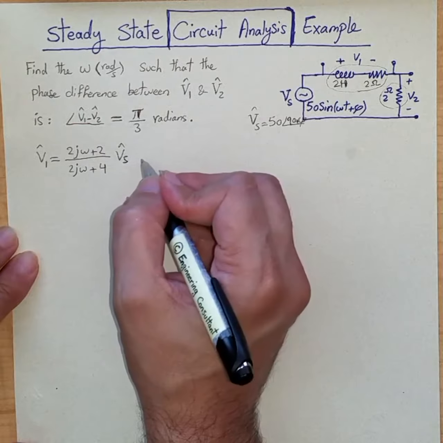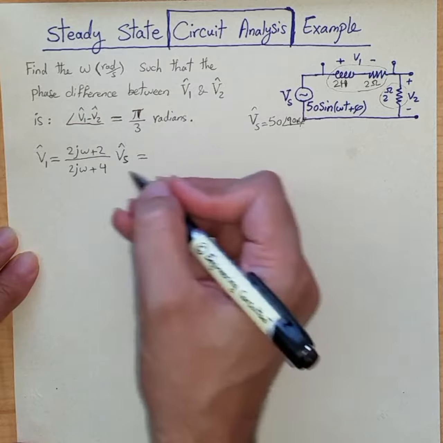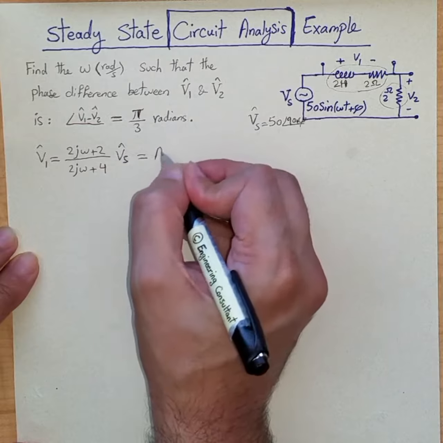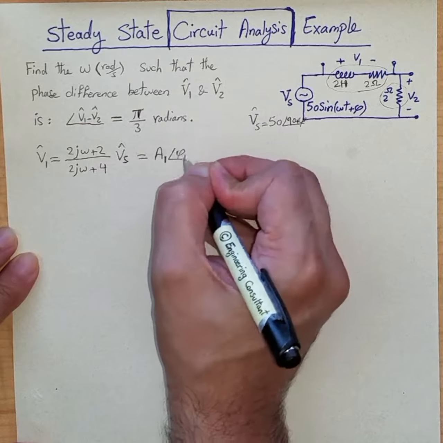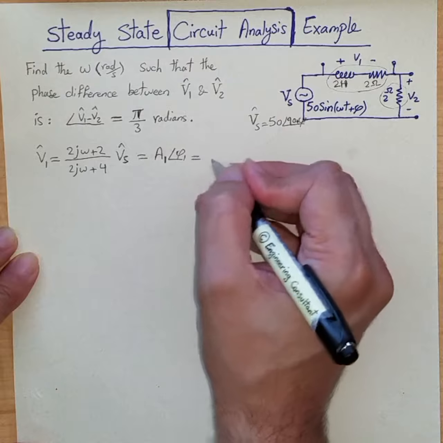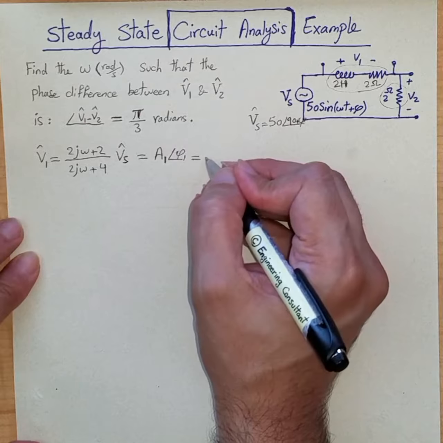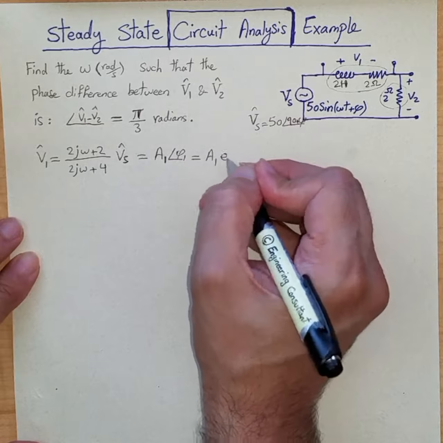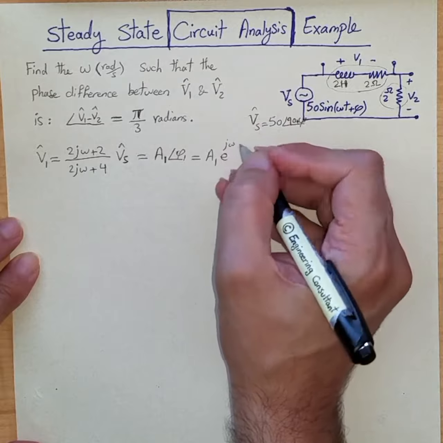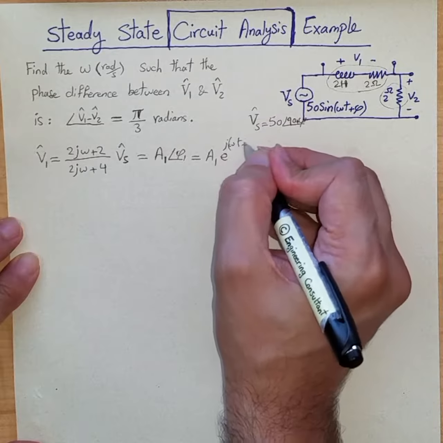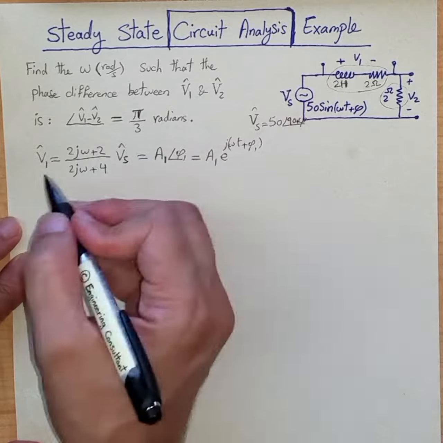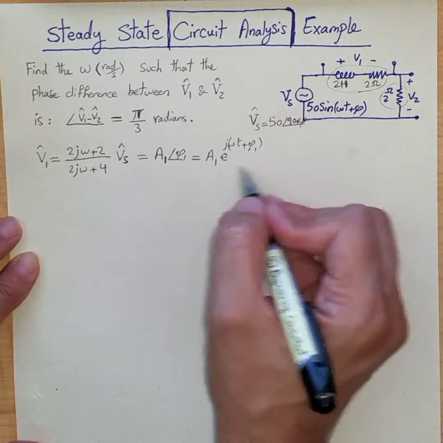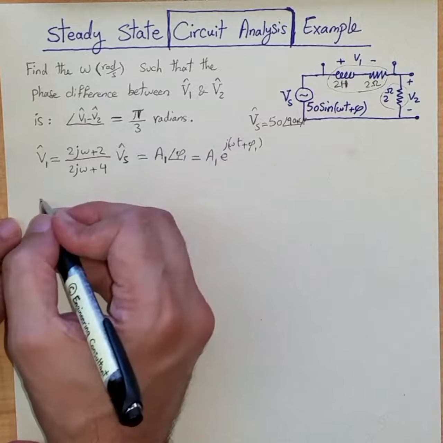No need to compute, but just to say that, let's say this phasor would have an amplitude A1, and let's say it has a phase of phi1. So effectively, it is a phasor representation of A1 e to the j omega t plus phi1. That's the meaning of this phasor. Effectively, signal V1 would be in this format, the real part of this.